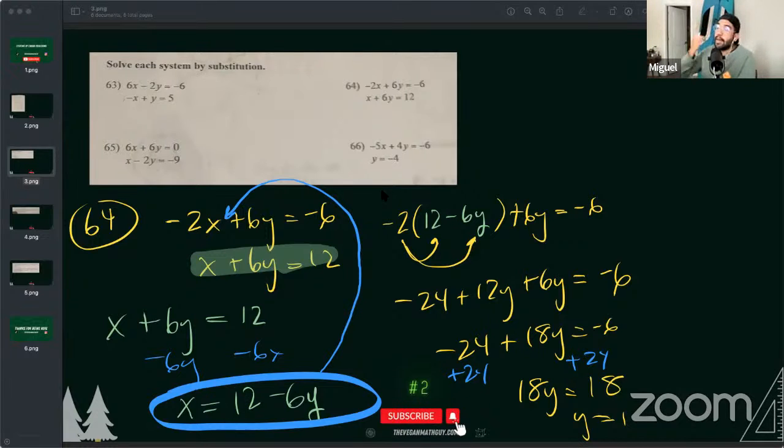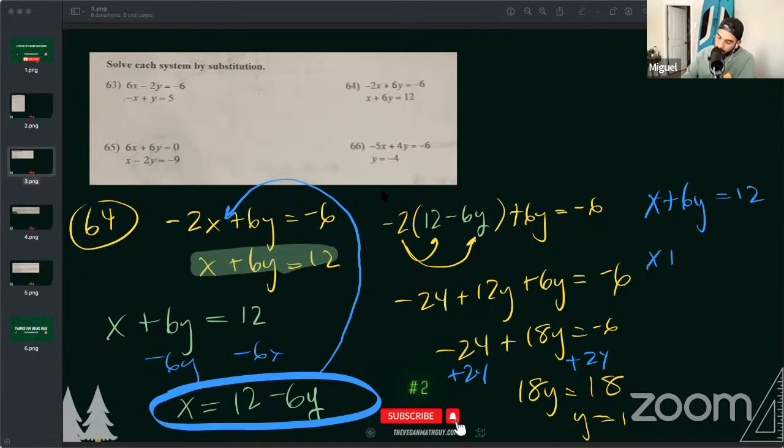How do we solve for the value of x? Which equation should we plug it into? Should we plug it into the first equation or the second equation? Let's plug it into the second equation. So this is my second equation, I'll write it in blue. I have x plus 6y is equal to 12. This was the second equation in the original problem. So let's plug in 1 for y.